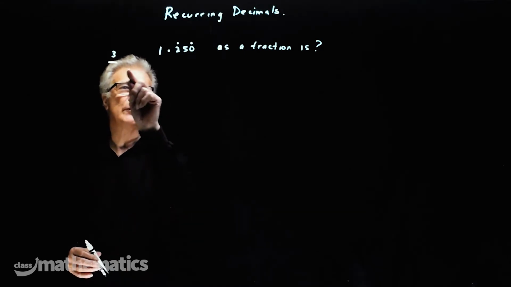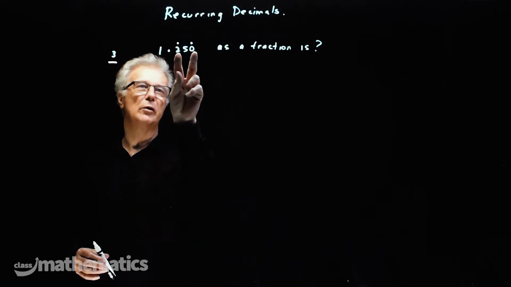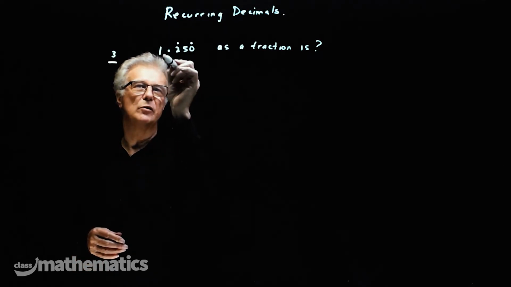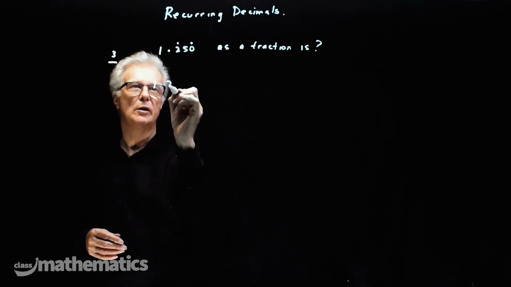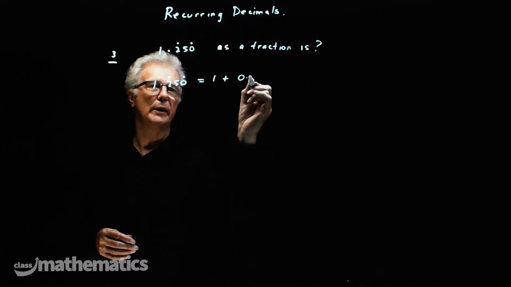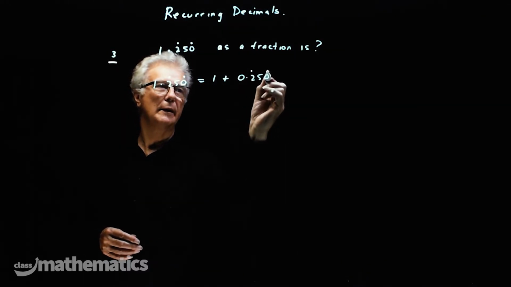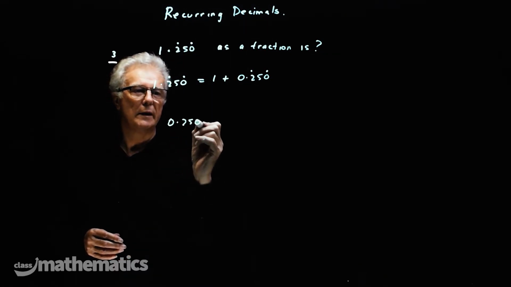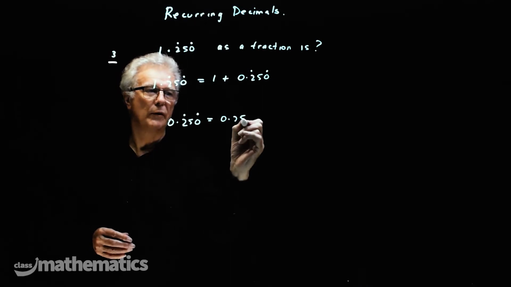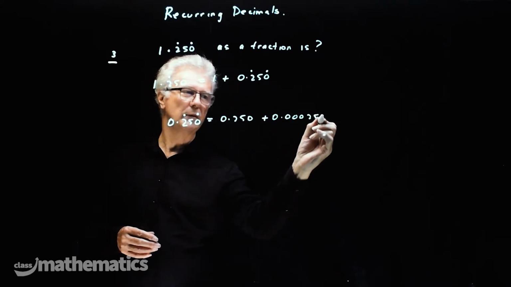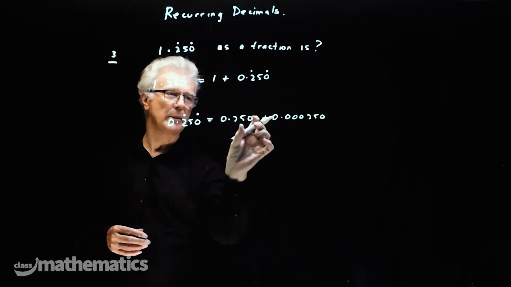All right, this number 3, we have to convert 1.250 repeater as a fraction, okay? Now, first of all, I'll need to get rid of this 1, so I'll write this as 1 plus 0.250 repeater. And that's what we're looking at now. So 0.250 repeater is equal to 0.250 plus 0.000250. That will get that on the end of this one, so that's repeating.